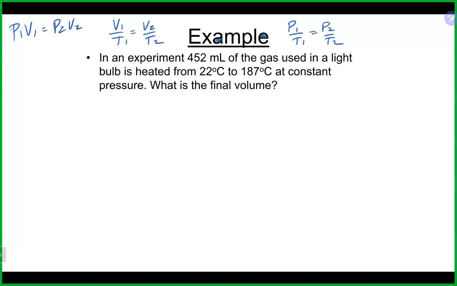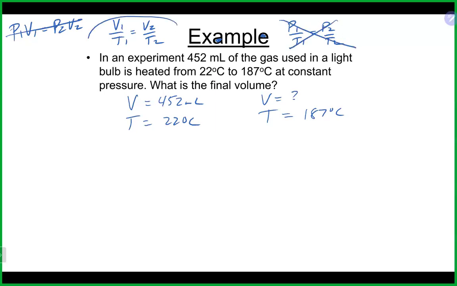So in an experiment, we have a volume that is 452 milliliters. It is heated from a temperature of 22 degrees Celsius to another temperature of 187 degrees Celsius, and we're looking for a volume. So obviously, there's no pressure here, so that one's eliminated, and there's no pressures here, so this one's eliminated. So it would be Charles's Law that we want to use in this particular case.